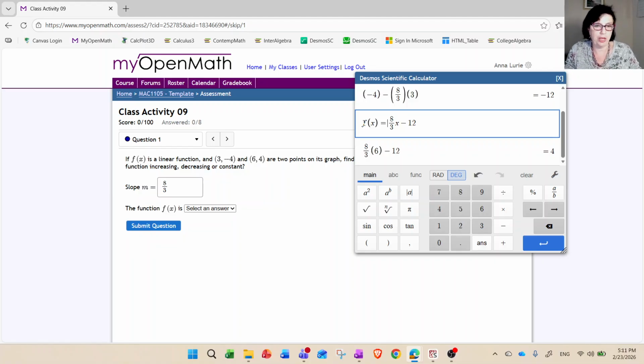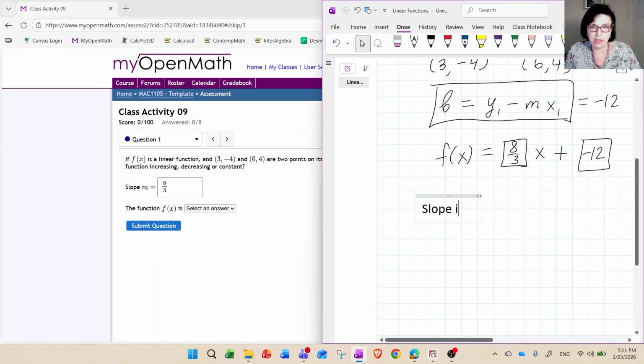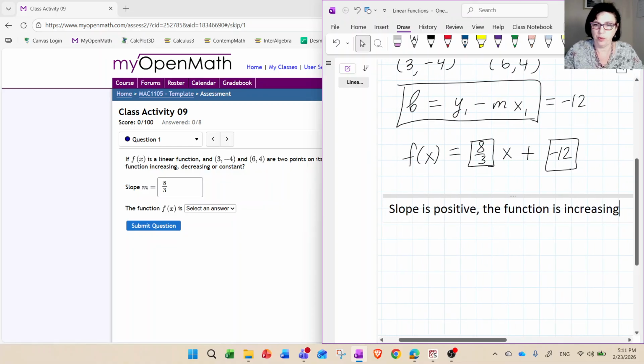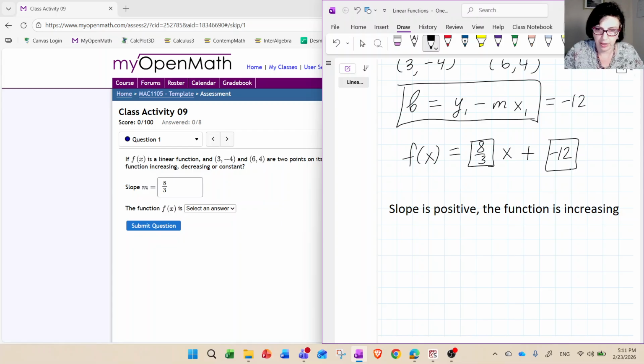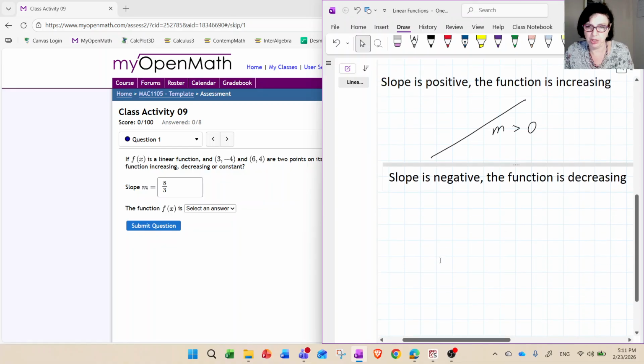Now, the last question that we have here is whether this function is increasing or decreasing or constant. What you need to know is that if the slope is a positive number, the function is increasing. When you graph it, you're going to graph a line, and it's going to be something like this. So this is a slope m more than 0. Now if the slope is negative, the function is decreasing. Pretty easy to remember.